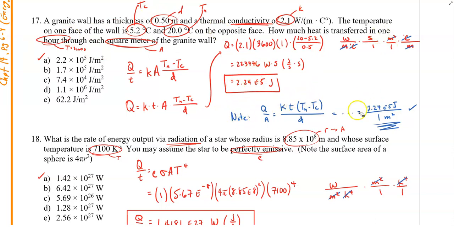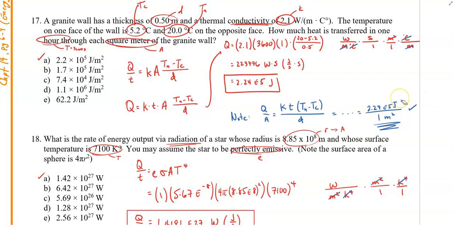Now, as a side note, I went and wrote this down after I did my math earlier. If we took the original formula and divided both sides by A and multiplied both sides by t, an alternate form of the equation would look like this, where we have our heat flow per unit of area, and that's simply equal to k times t times the temperature difference divided by d, which also would have resulted in the exact same result.